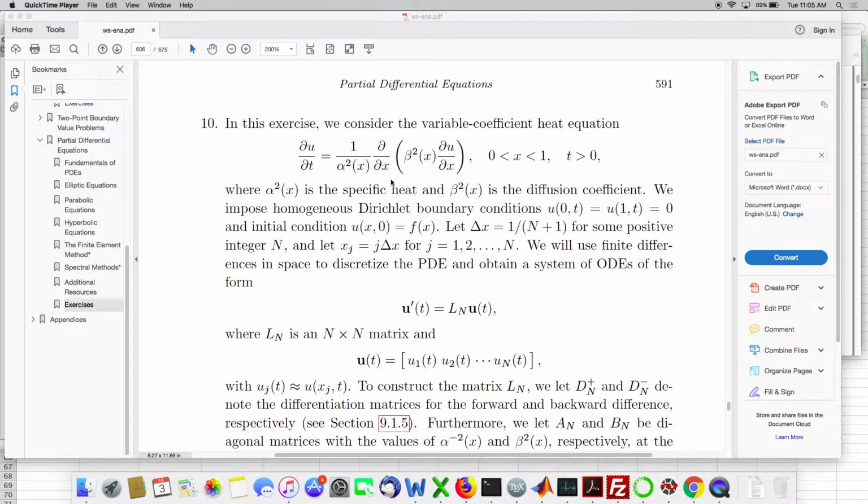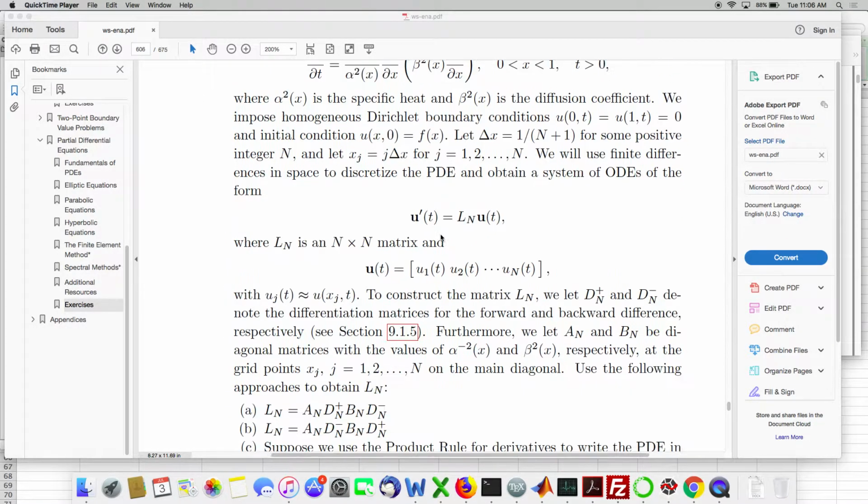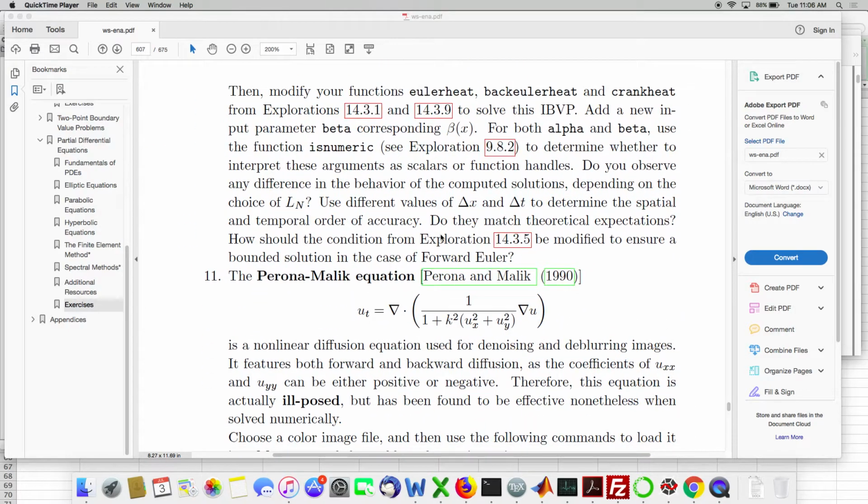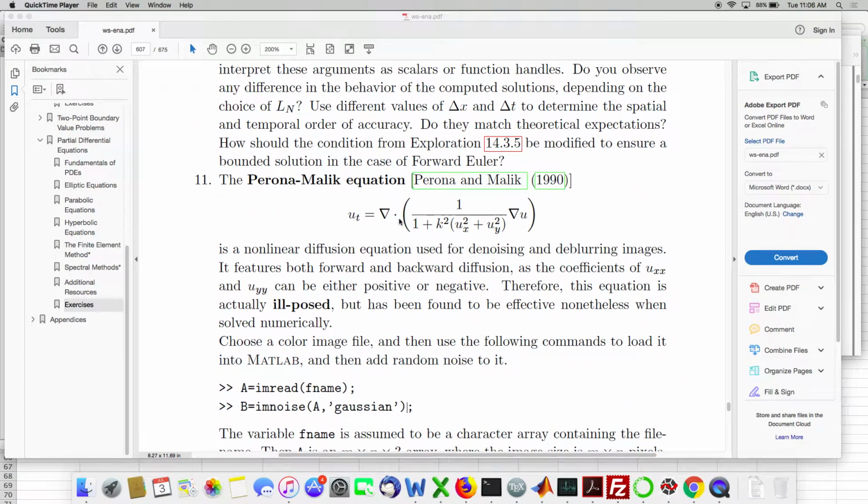Because in the chapter it's discussed how to solve a PDE like this one when the coefficients are constant, in which case you have u_t equal to a constant times u_xx. That's all worked out in the text, but you have to do things a little differently for the variable coefficient case, and that's what this new exercise 10 is about.